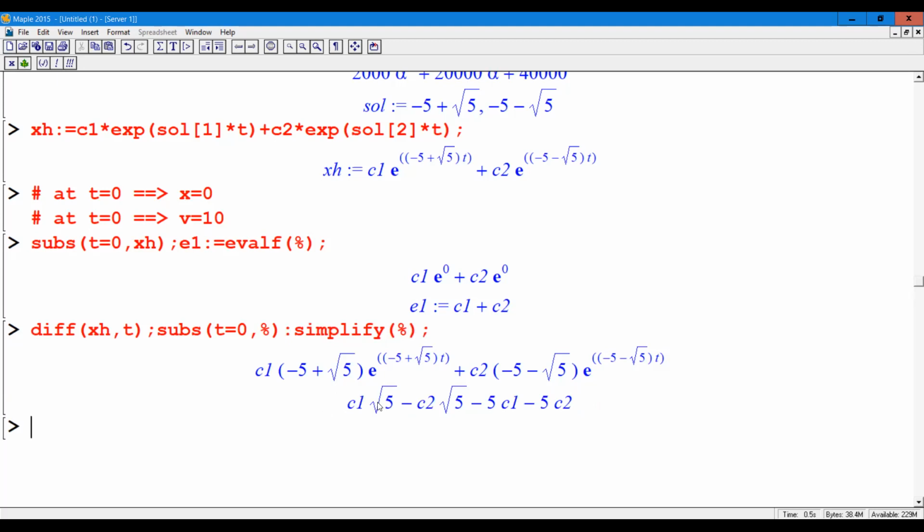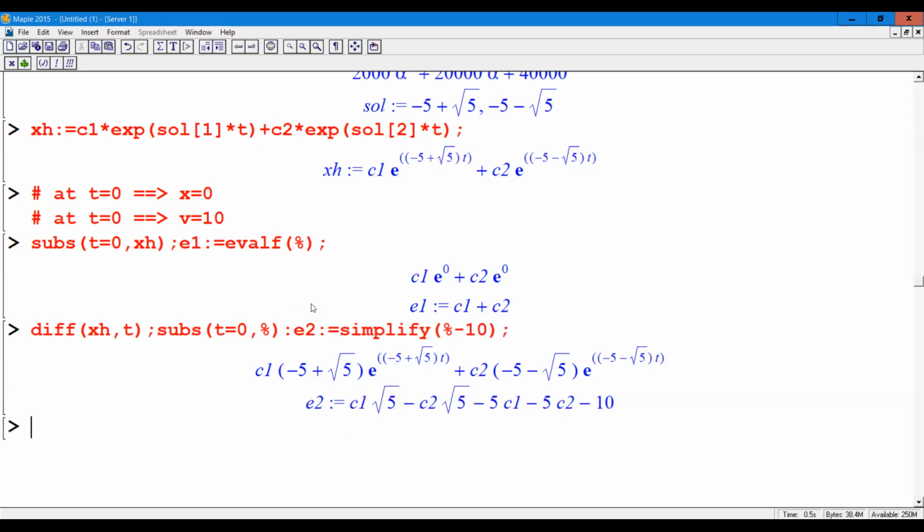You can see this is C1. When you simplify this, we'll have this equation. But in the second initial condition, at t equal to 0, it's equal to 10. So we will have this equation. When you simplify this, it must be equal to 10, or when you move the 10 to the left hand side of the equation, it will be minus 10. So this is the second boundary condition.